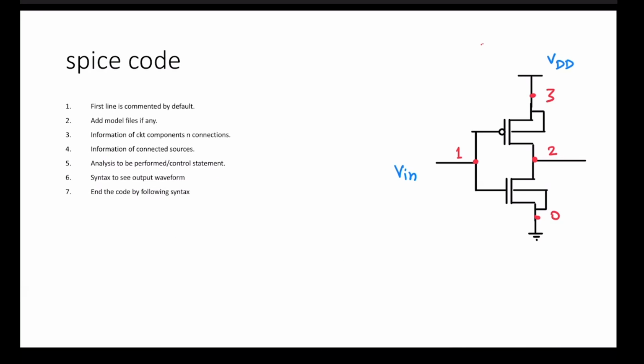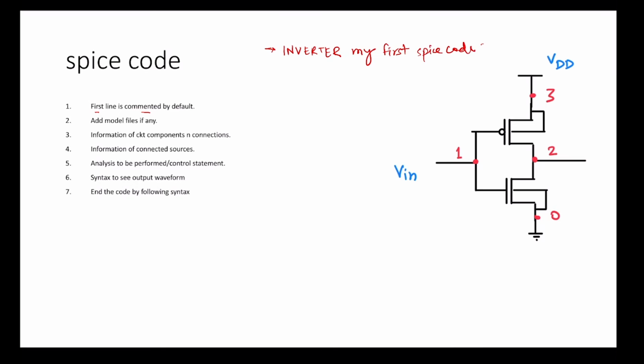Before actually jumping to the tool, we will write the complete code on pen and paper. This is the first line. And the first line I have given is inverter. You can leave it blank also. My first Spice code. Or you can write hello world or anything. It will not show up anywhere. Okay. After that, add the model files. So I am calling it MNMP. How will I include model files?